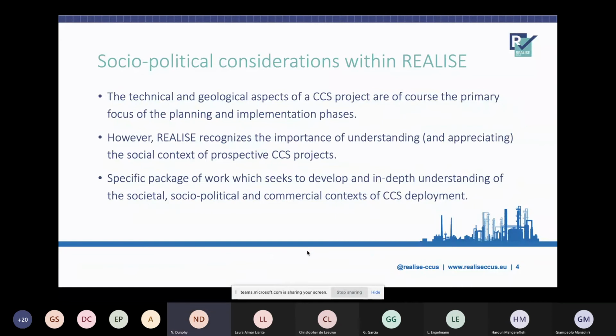So obviously the technical and the geological aspects of a carbon capture and storage project are of course the primary focus of planning and implementation. However, the Realize project also recognises the importance of understanding and appreciating the social context of potential CCS projects. And within Realize, we have a specific package of work which is seeking to develop an in-depth understanding of the societal, socio-political, and commercial contexts of carbon capture and storage and deployment.